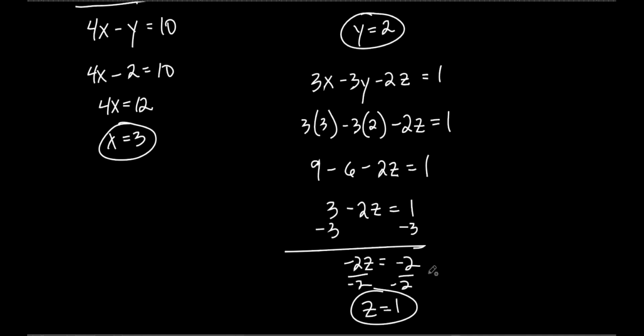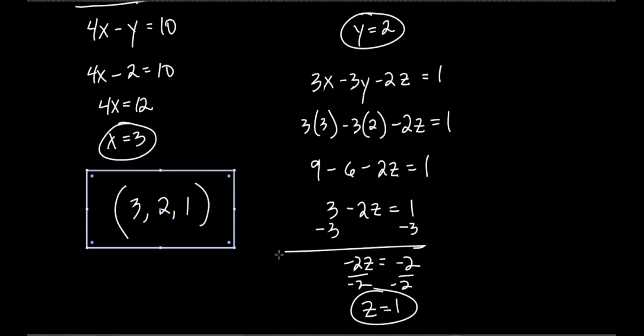But how should I write it? As an what? Ordered triple. This time we got 3. So what do you think the order is? It should be pretty plain. X, y, and z. So what goes first? What number? 3, comma, 2, comma, 1. And that right there, 3, 2, 1. Wow. All right? That's your answer right there. That's what your answer should look like.